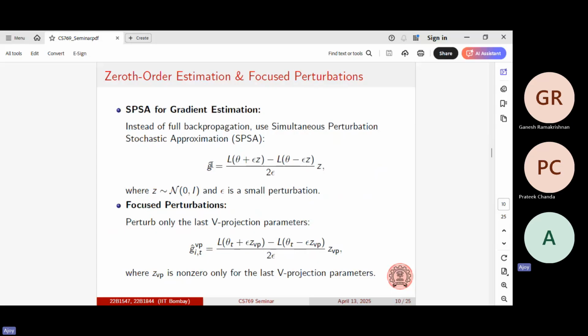So for this we use two methods. One is the gradient estimation using SPSA. So this is the formula. In this, instead of using full backpropagation, we estimate the gradient, so that problem is not there. And the second method is using the last V projection parameter. This is used in LoRA, where we calculate the V projection parameters, and using the last one, which is just before the final output, we have reduced the gradients much. Next.